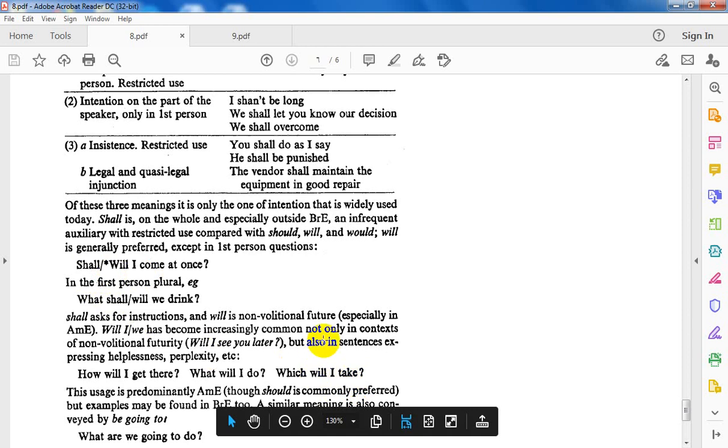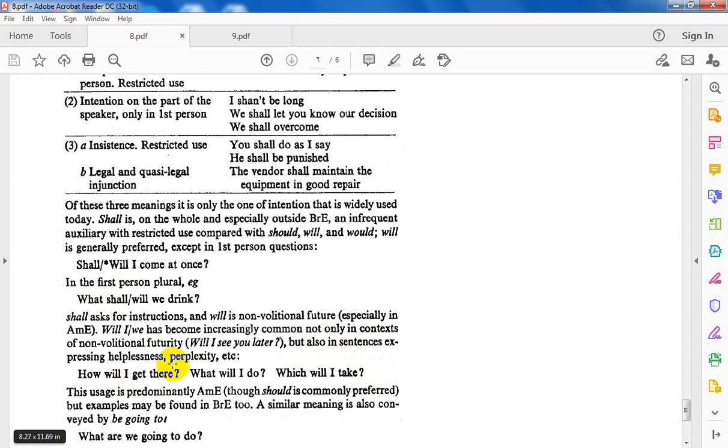But also, in sentences expressing helplessness, perplexity, being in a great mess. Say, how will I get there? What will I do? Which will I take?